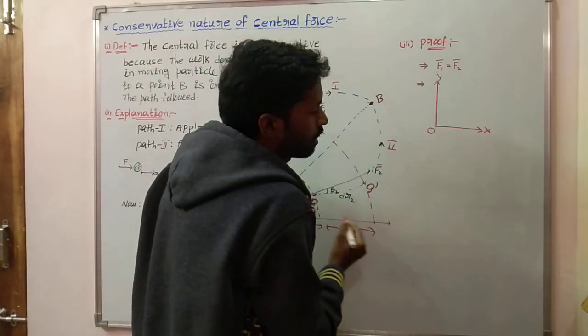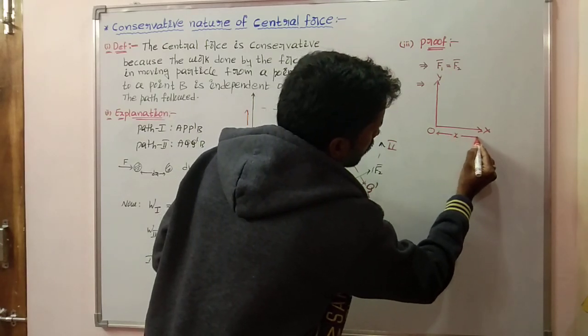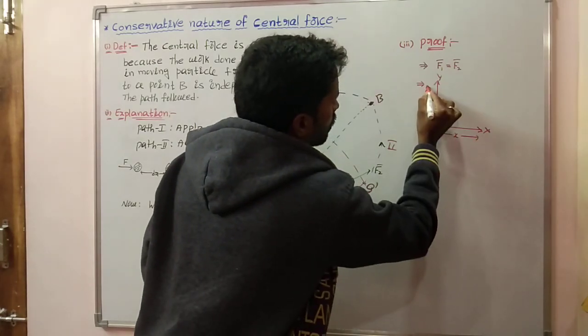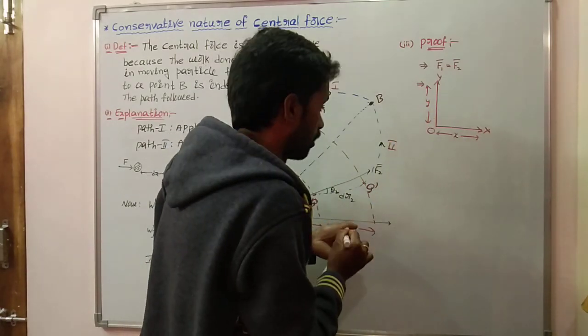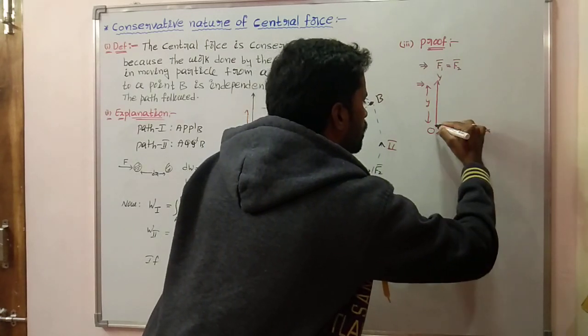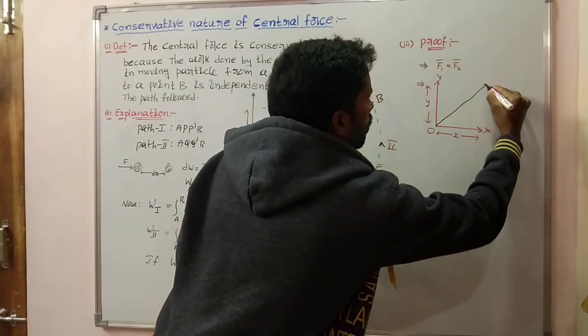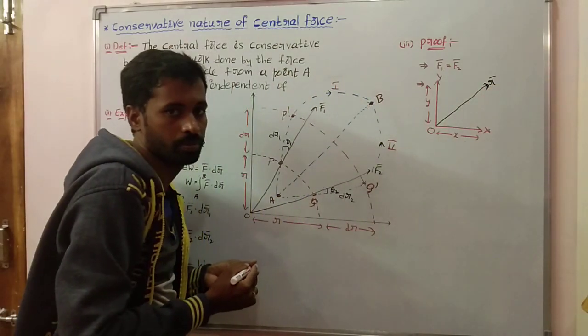This is our center. Let us say distance x, here let us say distance y. Now we take a particle here, and let us take a vector r bar, the radius vector.